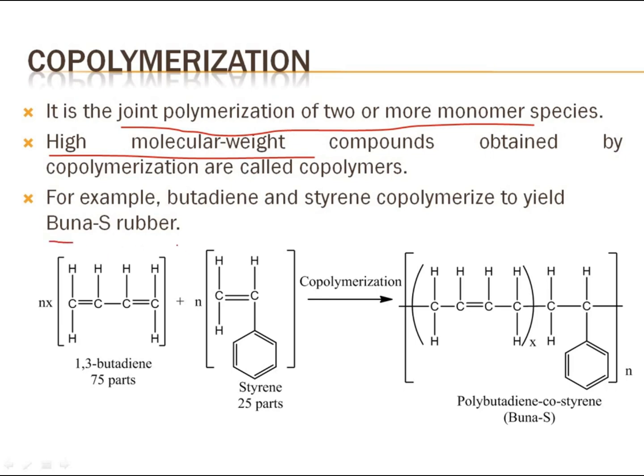The best example is the preparation of Buna S rubber, styrene butadiene copolymer rubber. Here 1,3-butadiene is one monomer, and styrene is another monomer. Two monomers having different chemical structures undergo the polymerization reaction. We call it copolymerization because it yields a copolymer. Butadiene and styrene form a long chain polymer, so this polymer chain contains two different monomers of different chemical structure. It is a copolymer.